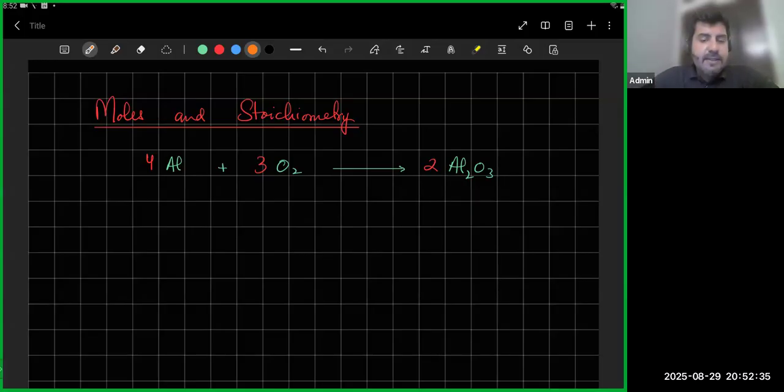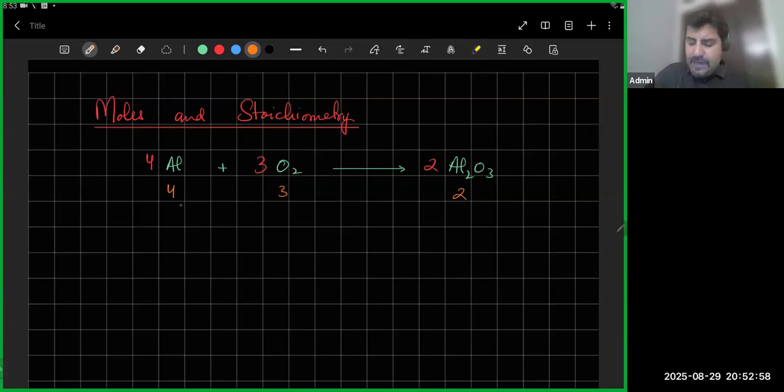Anyway, coming back to this, 4 aluminium plus 3 oxygen. I was saying that all your equations are like cooking recipes. It's the simplest ratio. It tells you that 4 aluminiums react with 3 oxygens and they produce 2 aluminium oxide.